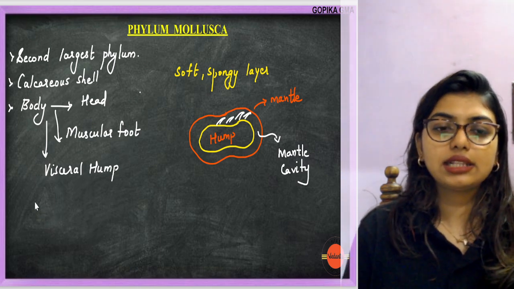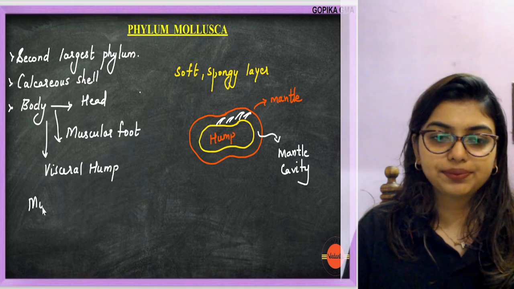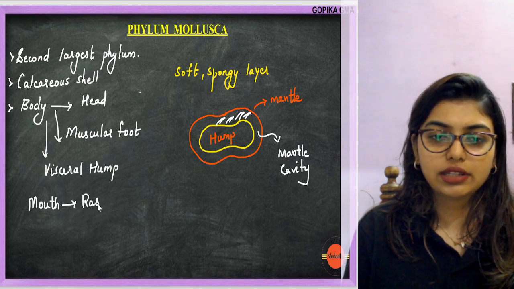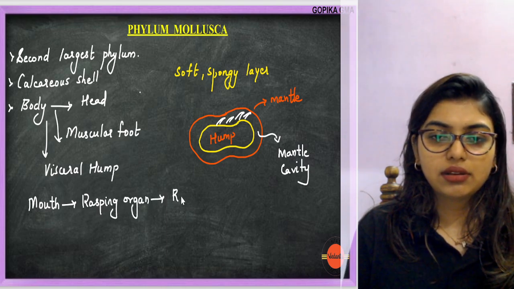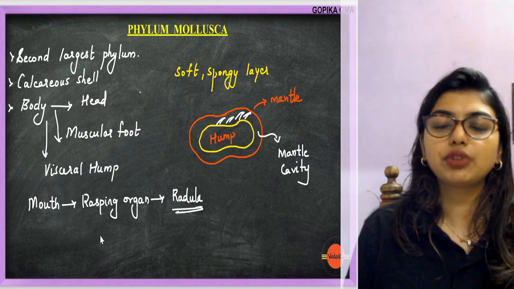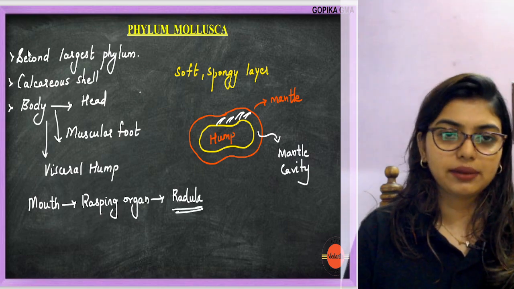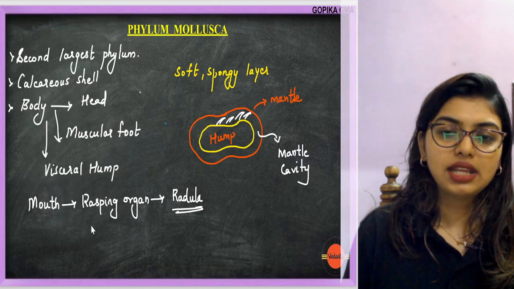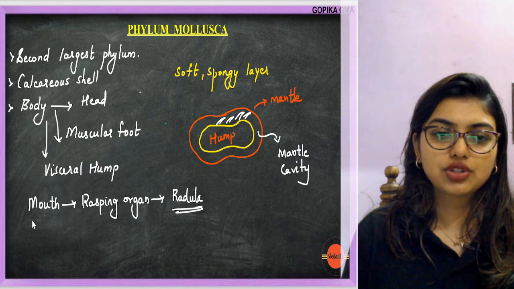Next thing that they told was near the mouth, there are some rasping organs called radula, which will help them to take the food and everything. Radula is present. Now students, our muscular foot, you understood all this.